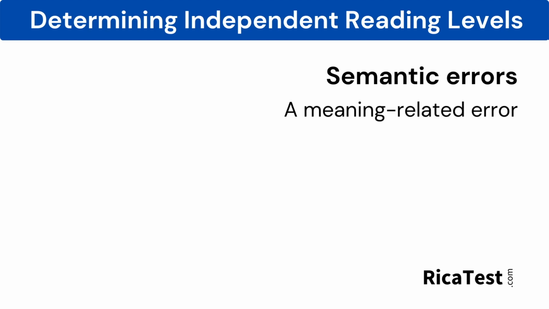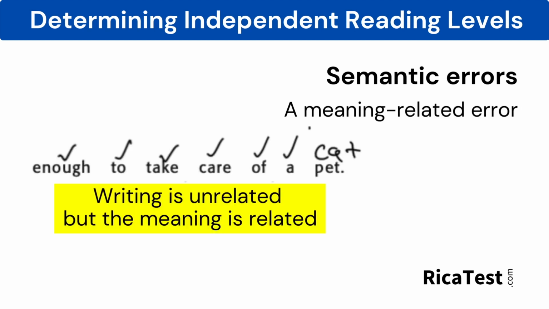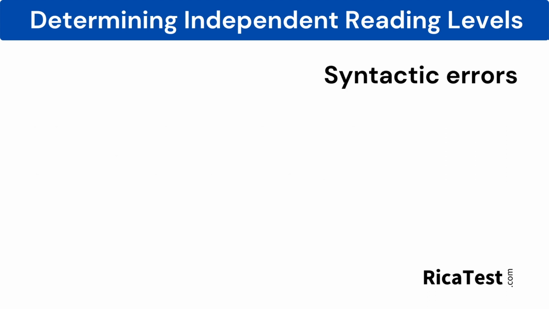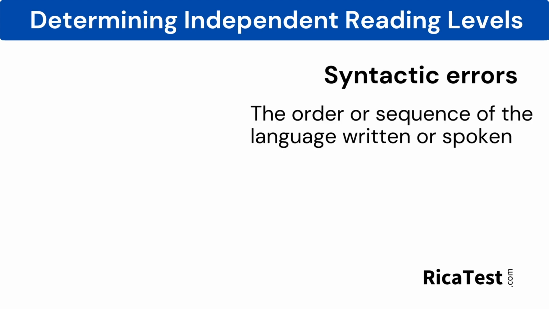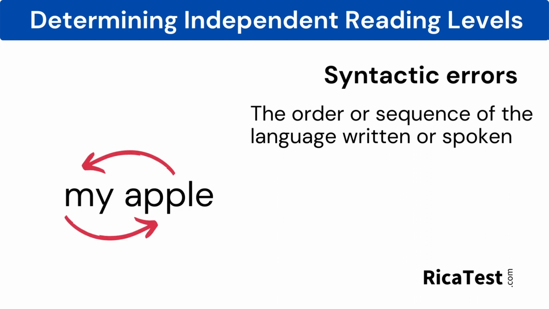This is a meaning related error, such as when a student reads cat for pet. Here, the writing is unrelated, but the meaning is related. In this case, it would mean that the student is using her correct comprehension of the story, but isn't using her phonics skills enough. The last term we'll cover here is called syntactic errors, which is the order or sequence of the language written or spoken. Reading errors in syntax might include, for example, reading "apple my" instead of "my apple."